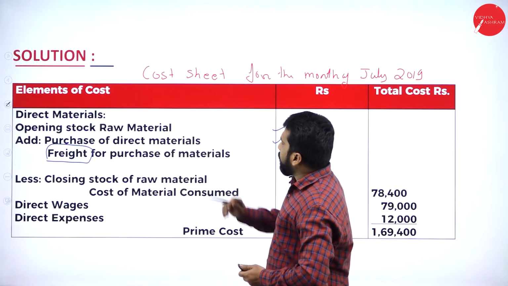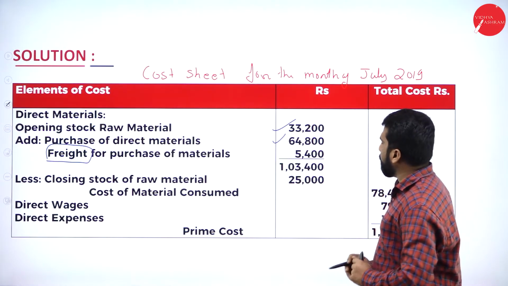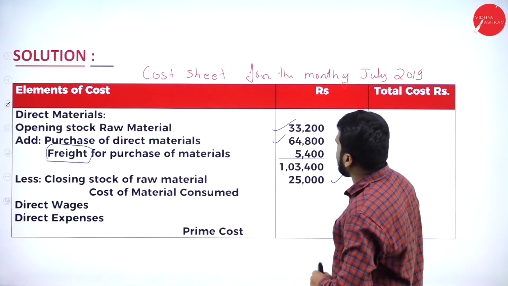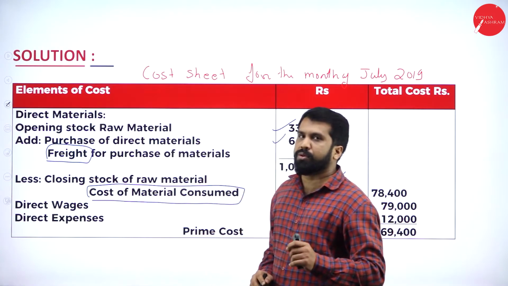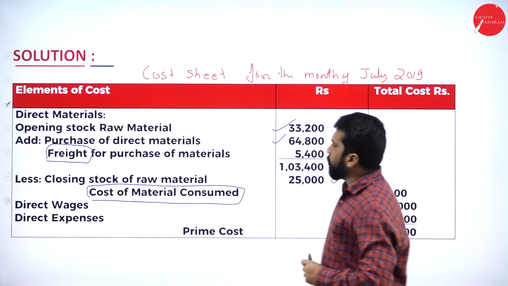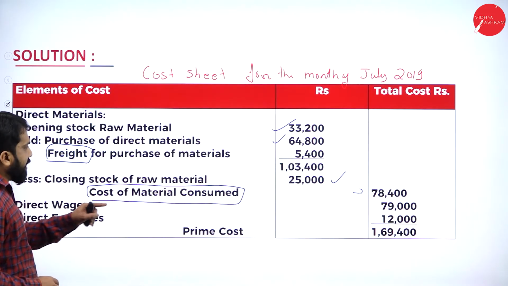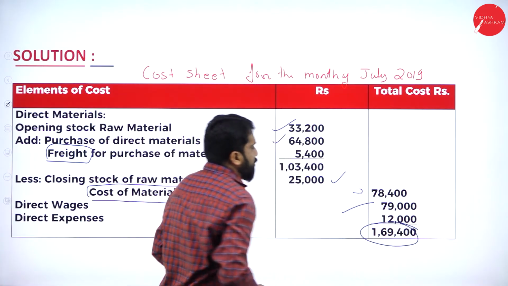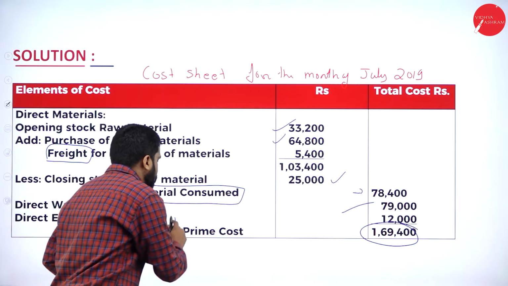Now, purchase of material we have taken. This will be 1,03,400. Now, for this, what should you do? Less closing stock of raw material. What will you get? Cost of material consumed. Hope you're clear. Now, once you're done with this, go back. Your direct wages. What is that? Direct wages is done. If you add everything, you will get 1,69,400. That is nothing but your prime cost.